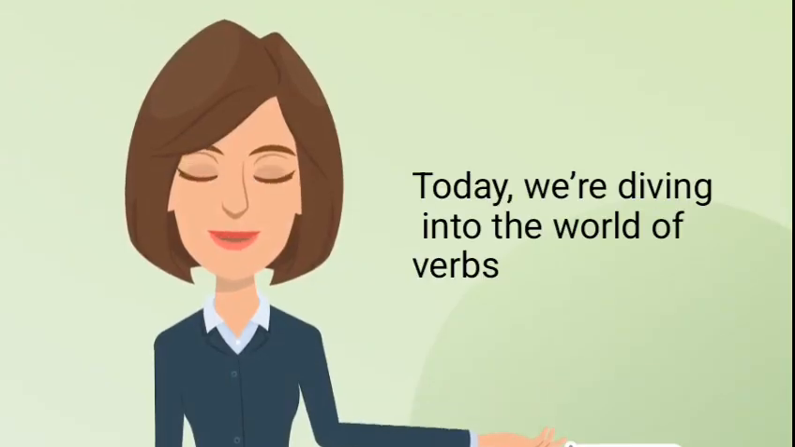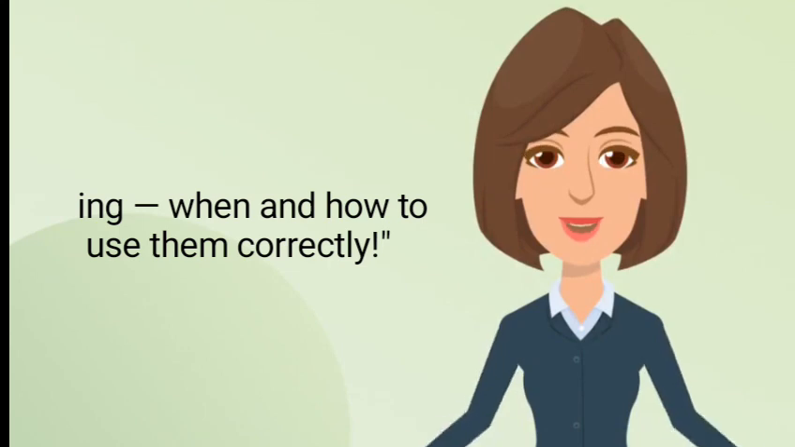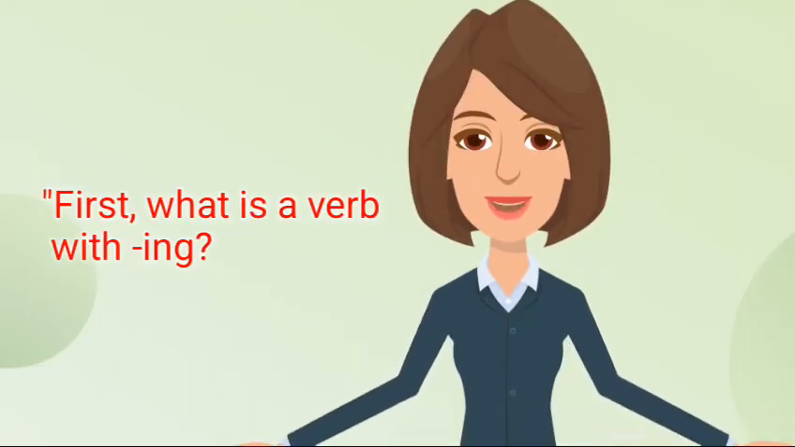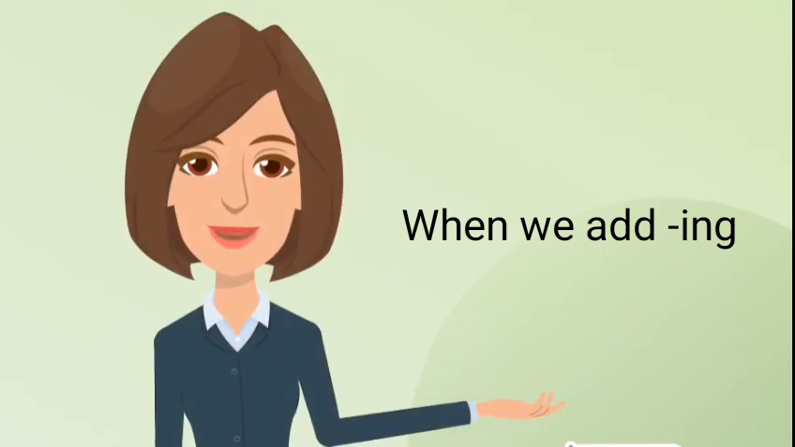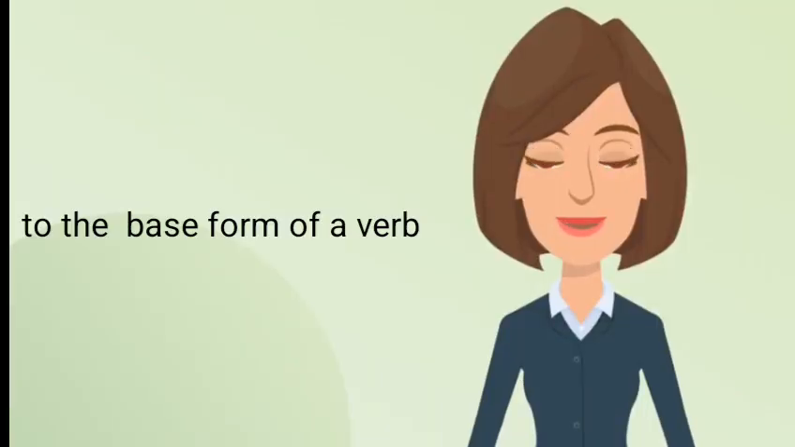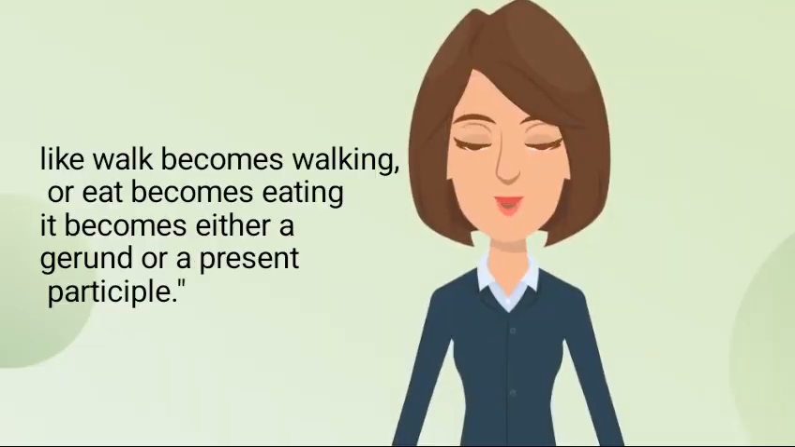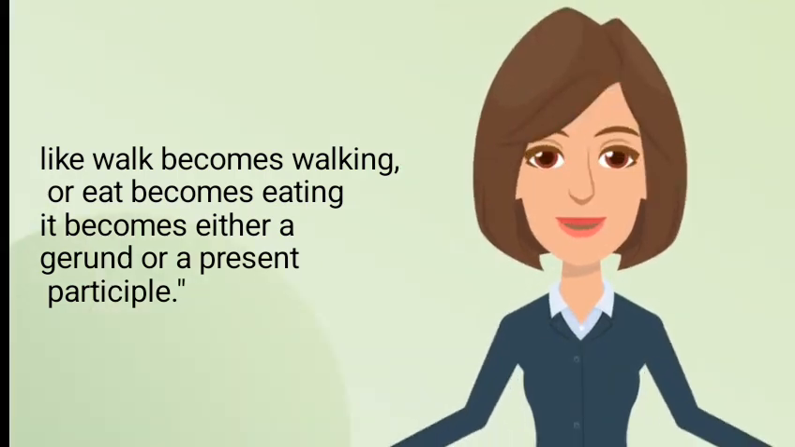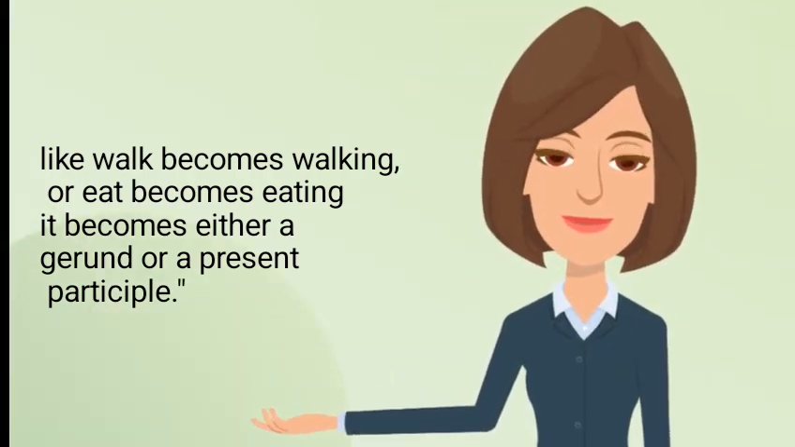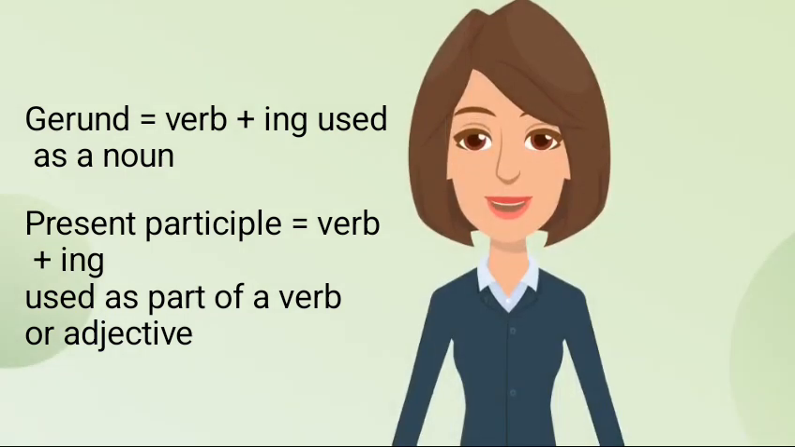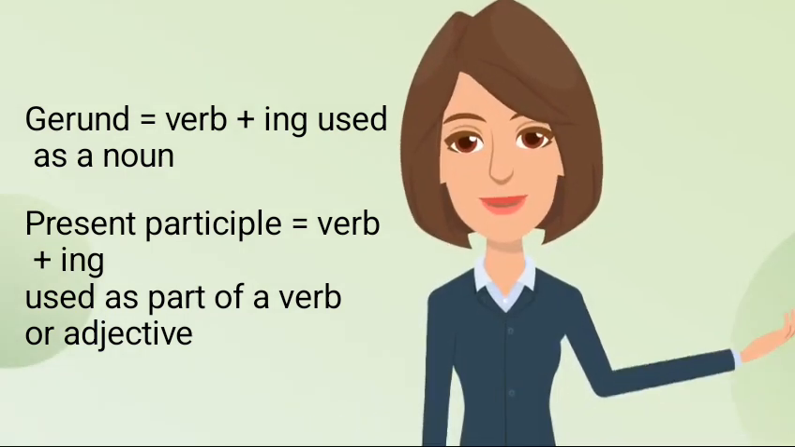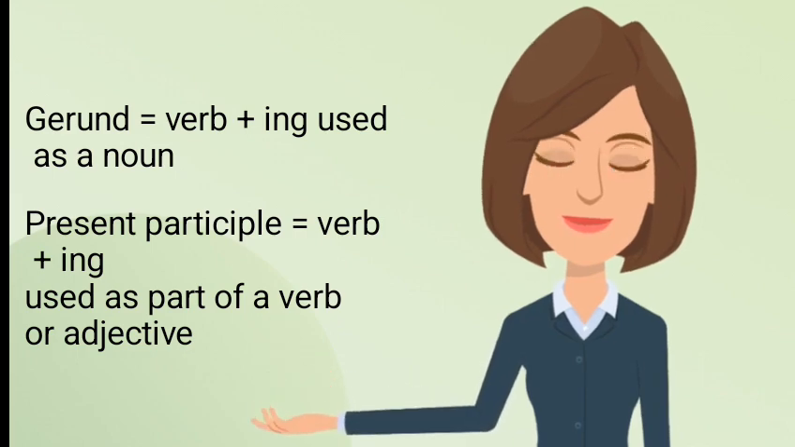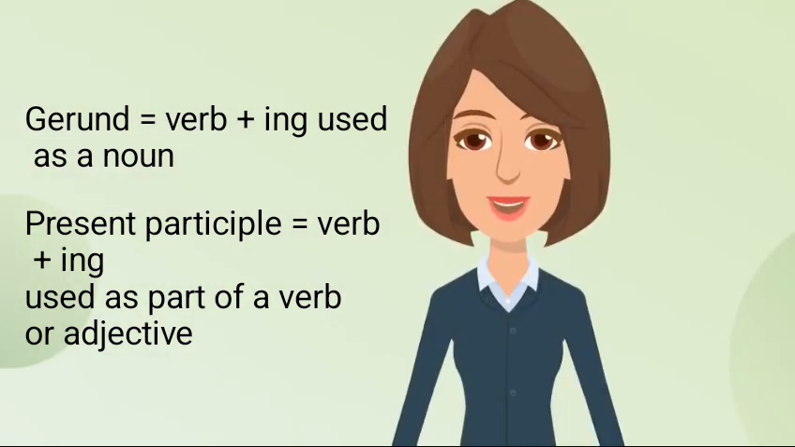Today, we're diving into the world of verbs with ing, when, and how to use them correctly. First, what is a verb with ing? When we add ing to the base form of a verb, like walk becomes walking or eat becomes eating, it becomes either a gerund or a present participle. Gerund is verb plus ing used as a noun. Present participle is verb plus ing used as part of a verb or adjective.